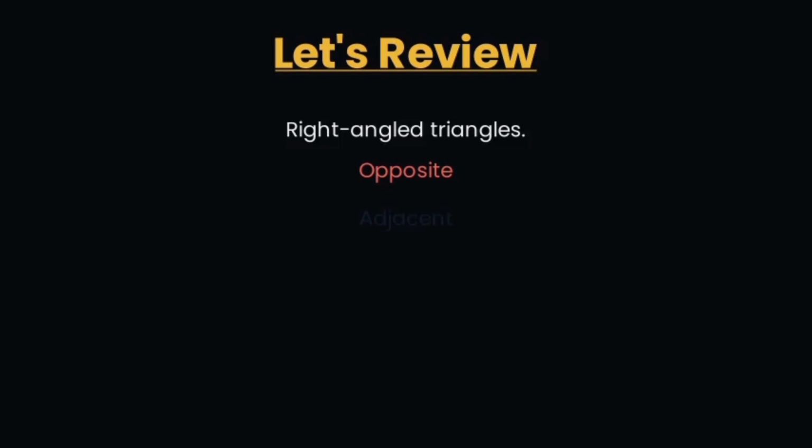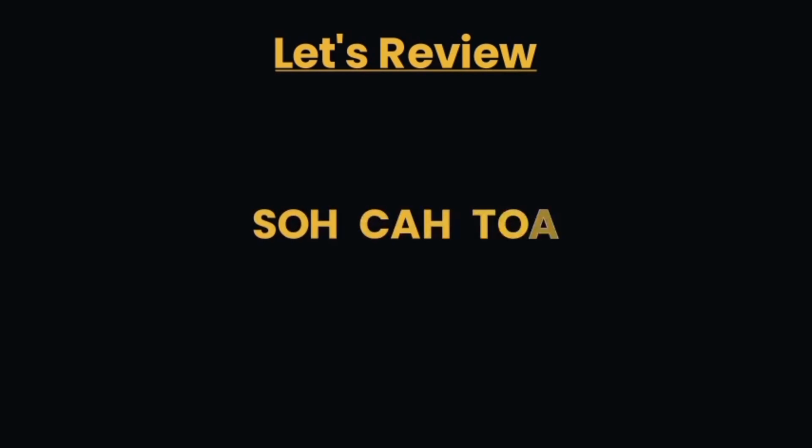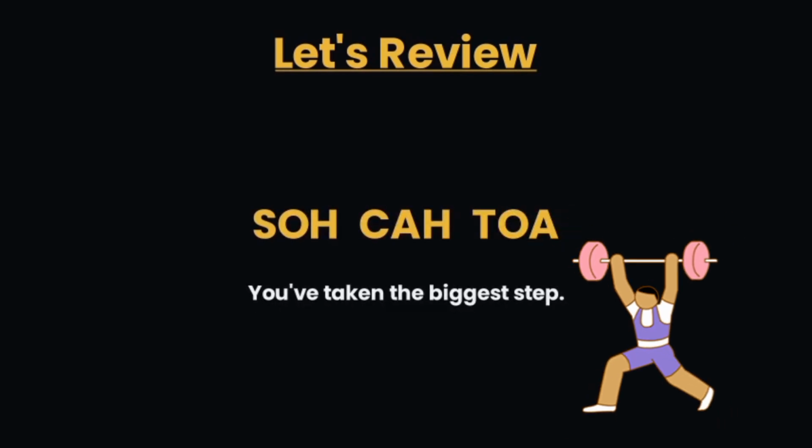Now let us review what we've learned. Trigonometry studies right-angled triangles. Every triangle has three important sides: the opposite, the adjacent, and the hypotenuse. The three basic ratios are sine equals opposite over hypotenuse, cosine equals adjacent over hypotenuse, tangent equals opposite over adjacent. Remember one phrase, SOHCAHTOA. Once you understand these three ratios, you've taken the biggest step in learning trigonometry.